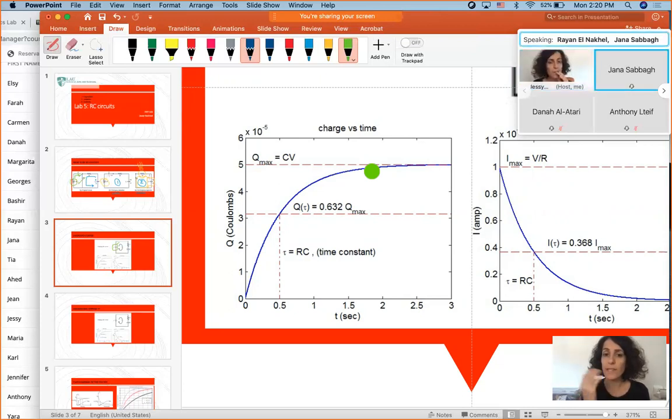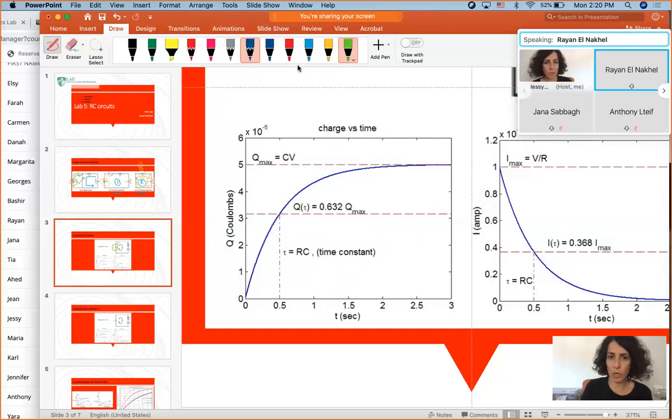Can I try? Yes, of course, and mistakes are no problem. Okay, so the capacitor obviously has a maximum capacity. It can charge to a limit.